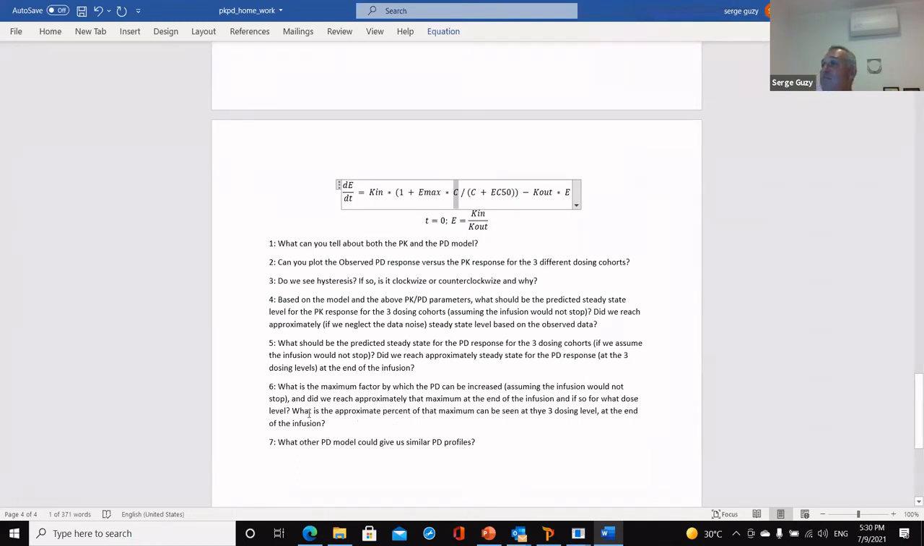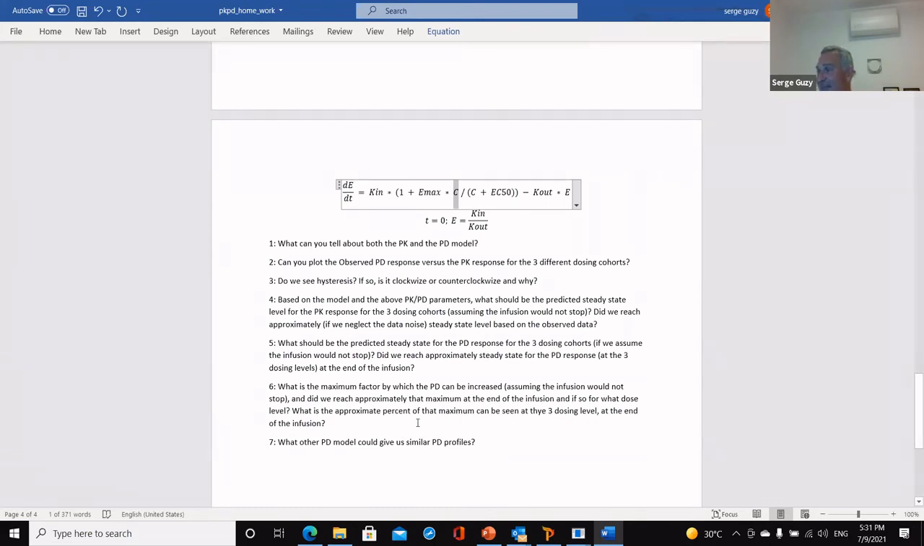Since I know what's the maximum increase that I can get of my PD response, I'm asking as the last question, what is the approximate percent of that maximum that can be seen at the 3-dose level at the end of the infusion. You are going to calculate what's the maximum increase I can get. Then you are going to look at the data and see by how much, relative to the maximum, I improve my PD response.